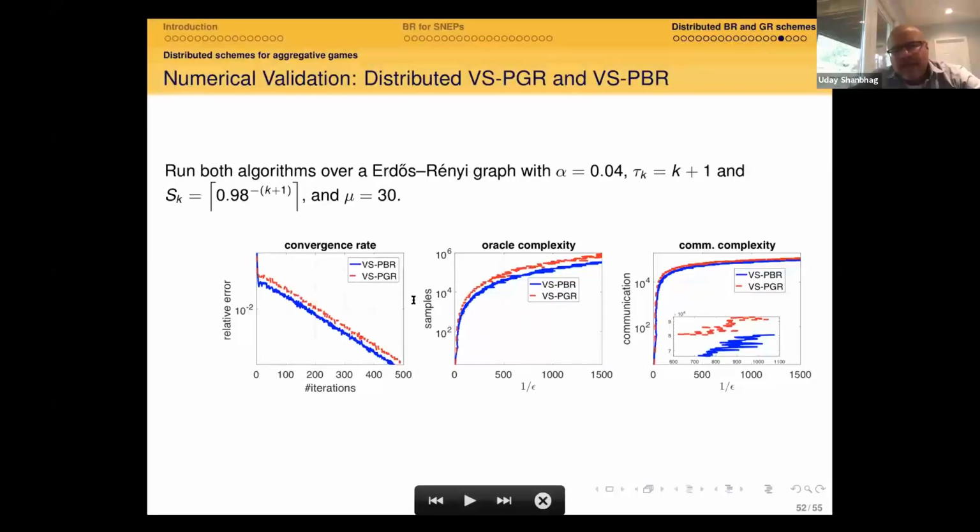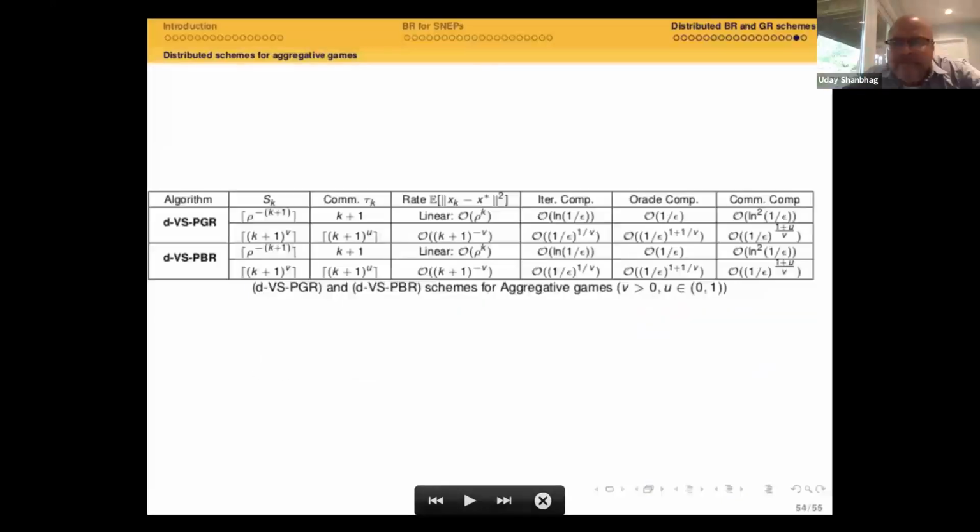One thing that I should say is that the behavior of both schemes is similar on a particular set of test problems, but this is something that we're still working on. We're trying to see whether there are settings where we expect best response to behave very differently, and so that's something that's ongoing for us. This part we're still kind of playing with a bit.